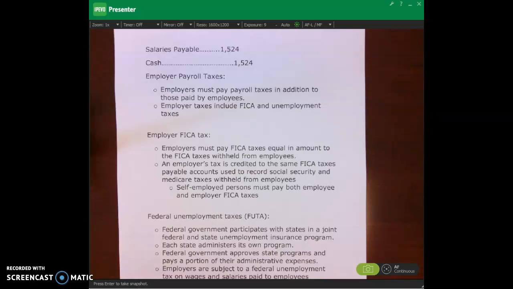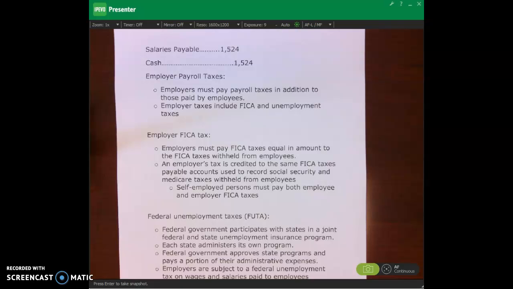Hello and welcome. In this lecture video, I'm going to be talking about employer FICA taxes, federal unemployment taxes, and state unemployment taxes, and then also do some quick check problems, okay? All right, so in the last lecture video, we talked about FICA and we talked about employee income taxes.